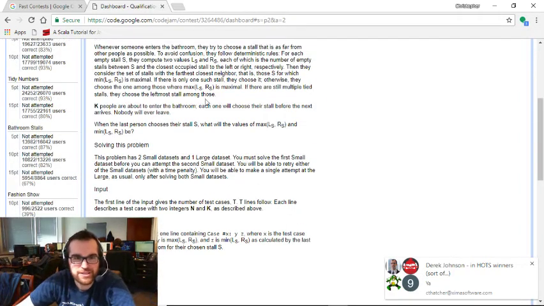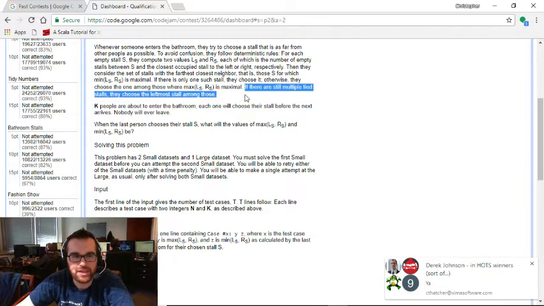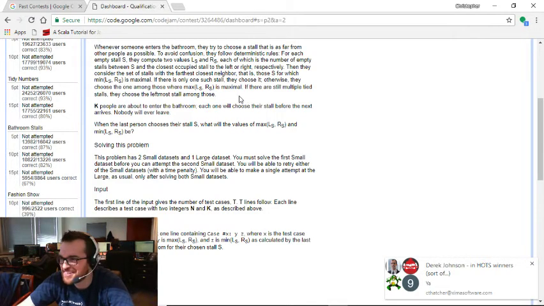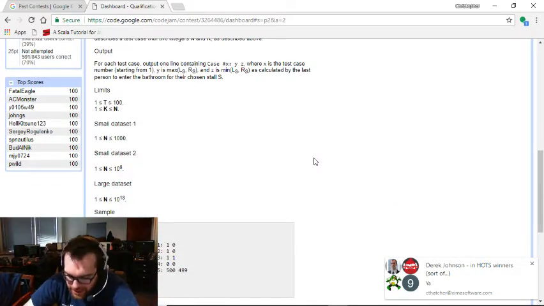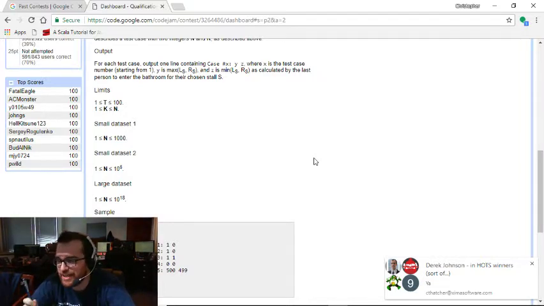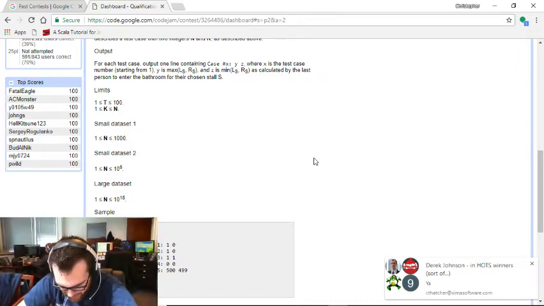And it does say in the rules that if there's a tie, we go to the left one. If there are still multiple tied stalls, they choose from the leftmost stall among those. So we're always going left, which is fantastic. So we're making this tree, right? But if we know what K is, like if we know what the last person in is going to be, we can only compute the ones we actually need. This is very exciting. This should give us a way to skip to that large data set without having to break anything.